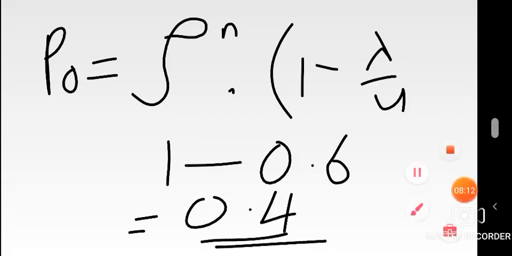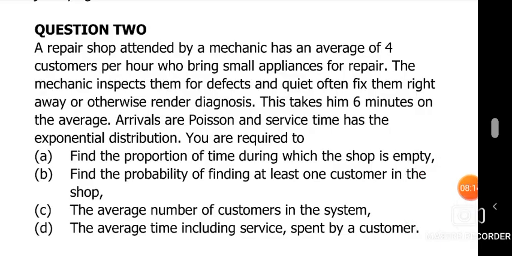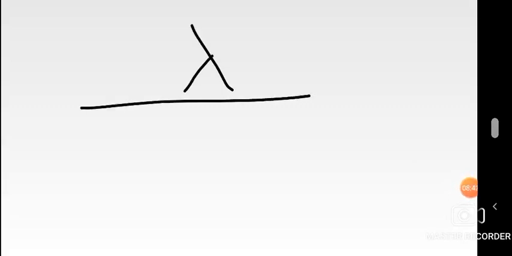Let's check C. C says the average number of customers in the system. There's a formula for this one as well. D says the average time, including service, spent by a customer. So I want to find the average number of customers in the system. Let's go to the next page and I'll show you the formula for that. This is the formula; in the system is the keyword. This is the formula we use.